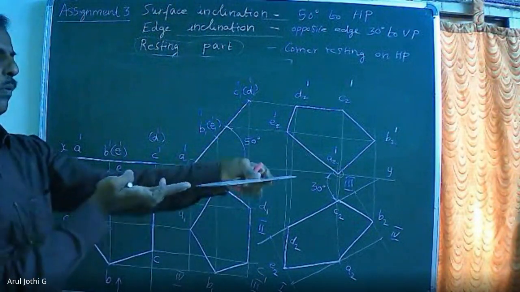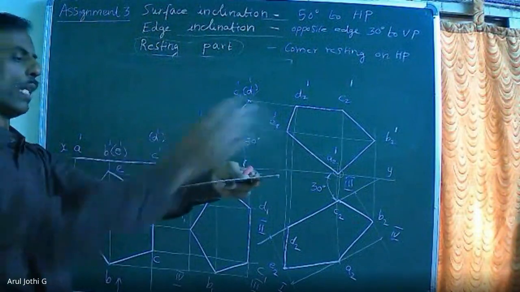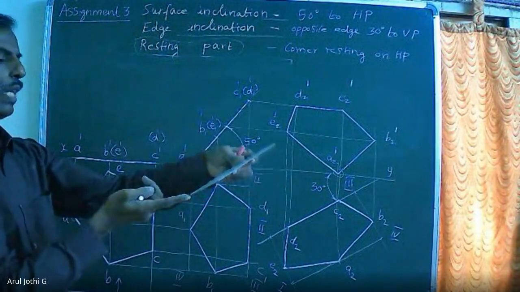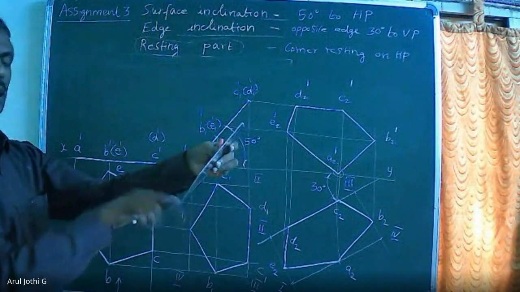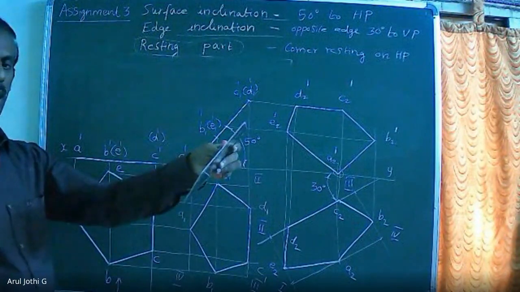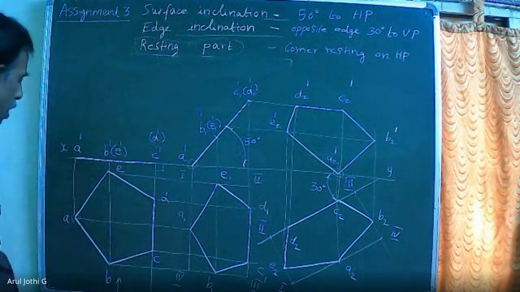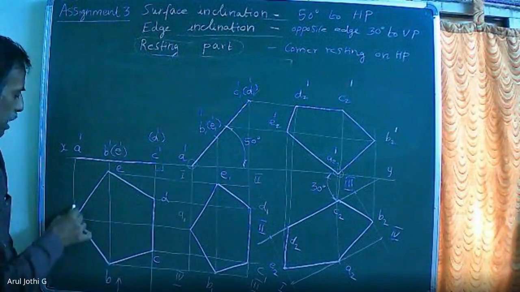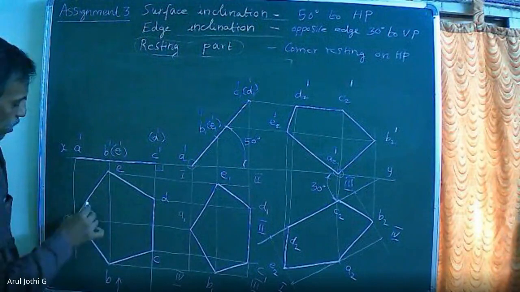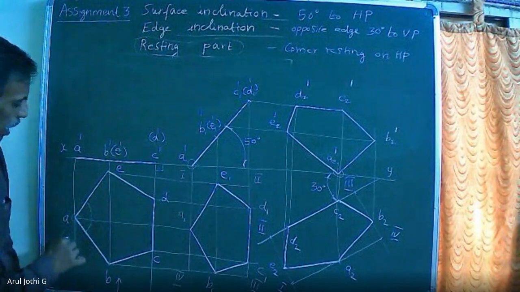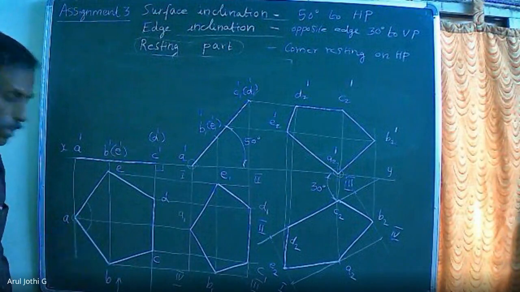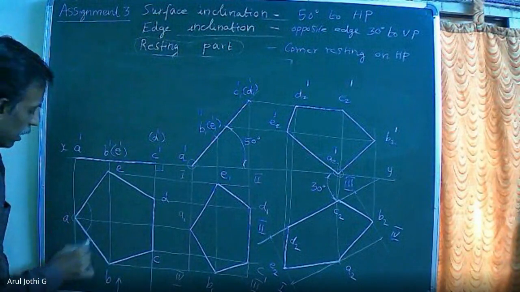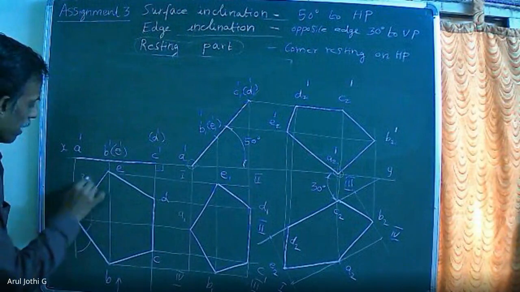Now, I am giving one corner here. When you make one other side perpendicular to VP, when you rotate the front view, automatically these two edges will be equally inclined to HP. What is the equal inclination that you can find out? This will be 108 degree included angle. So 180 minus 108, remaining angle will be 72. Naturally, these two angles will be equal to 36 degree.